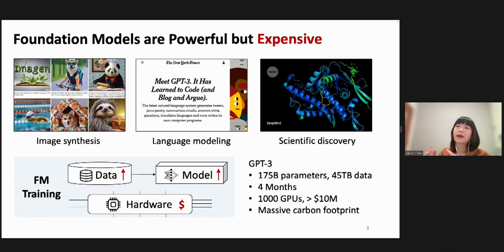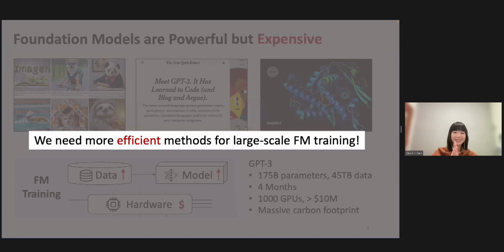However, while achieving those great performances, they're very expensive to train, of course. This is mainly because the model and data size are exponentially growing, and the computation is usually performed on costly data center hardware. For example, a single training run of GPT-3 will take 4 months on 1,000 GPUs and cost $10 million, and at the same time produce a massive carbon footprint. Therefore, with limited resources in practice, we definitely have to overcome these bottlenecks and find more efficient ways to perform this large-scale foundation model training.